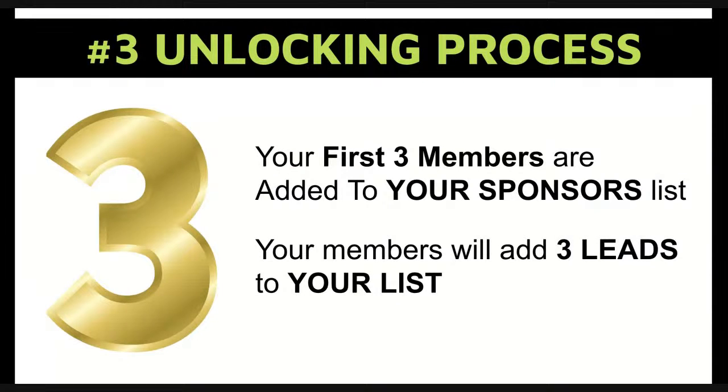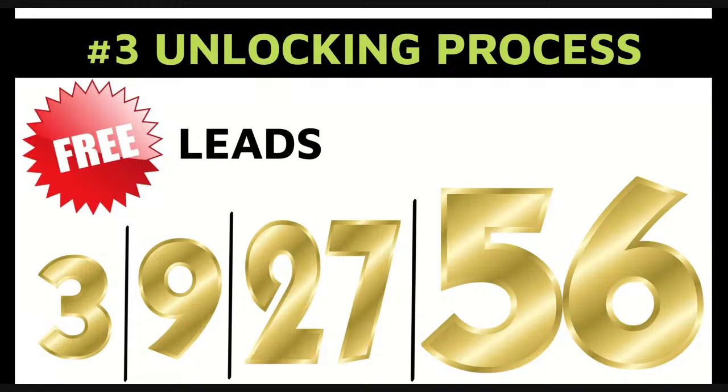The third leverage point in the system is the unlocking process, really the claim to fame of the whole system. Your first 3 members are added to your sponsor's email list. Your members will activate their system. They'll add 3 leads to your list when you take them through this process. What that means is that the Evergreen Lead Machine is actually going to provide you with a stream of free leads. Basically, 3 people unlocking the system will give you 3 free leads.